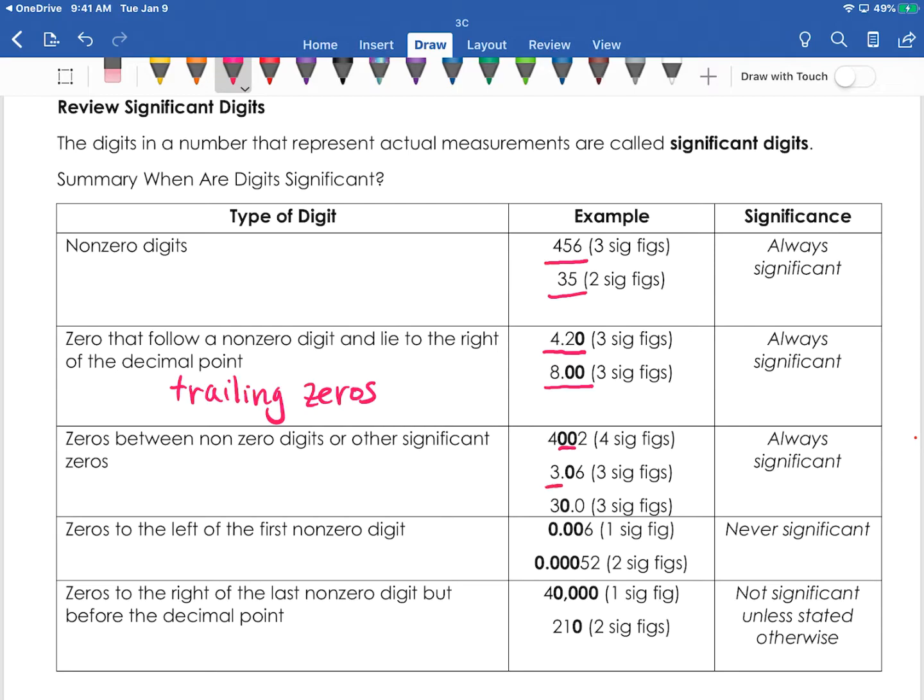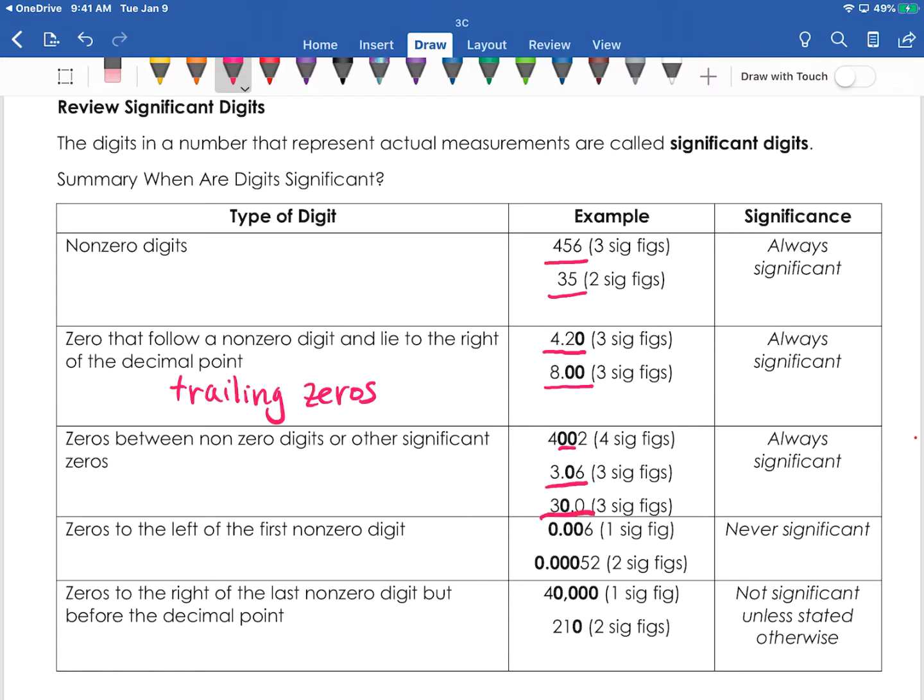Same thing with this one here, the 3.06. That 0 falls between two significant digits. The 3 and the 6 are non-zero, so those are considered significant digits, and because the 0 falls between them, the 0 is also considered significant. So in the case of 3.06, there are 3 significant figures, the 3, the 0, and the 6.